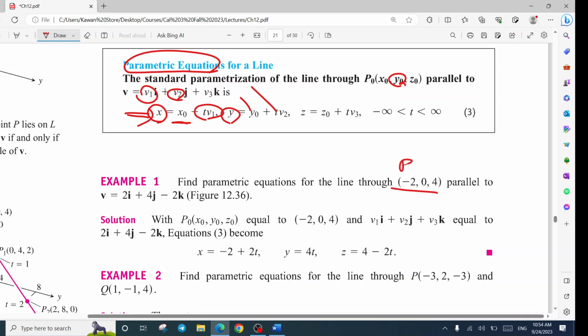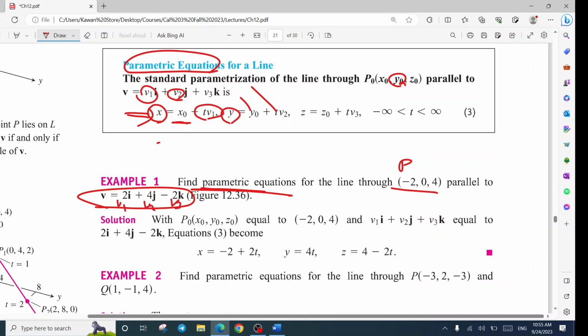You can see we have P as a point, which is minus 2, 0, 4. And we have a vector. So my question is: find the parametric equation. Later, this one will change to something else. So please be with me in the beginning. So we have V equal to 2, 4, 1. So I know this is V1, V2, V3.